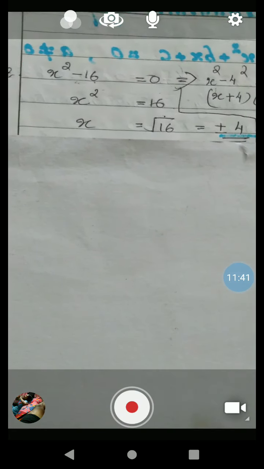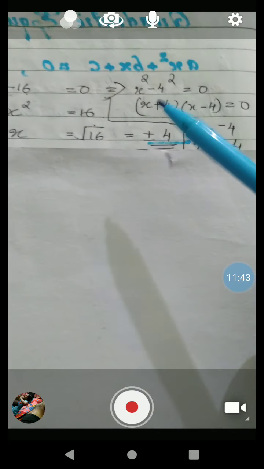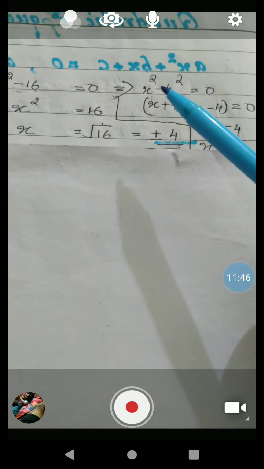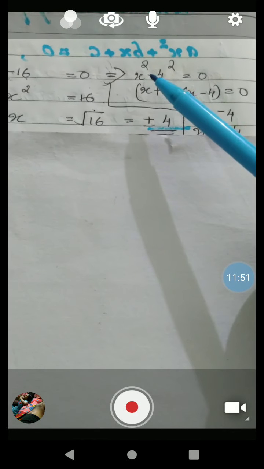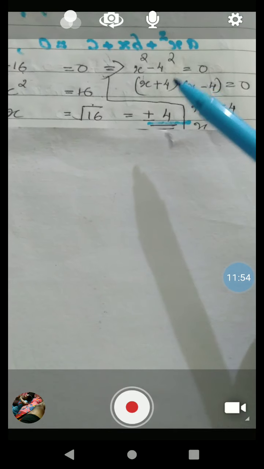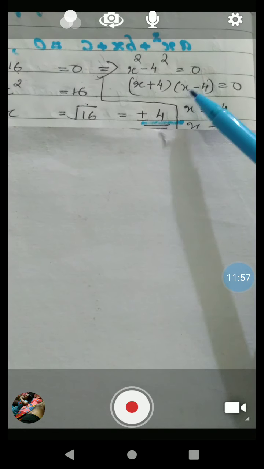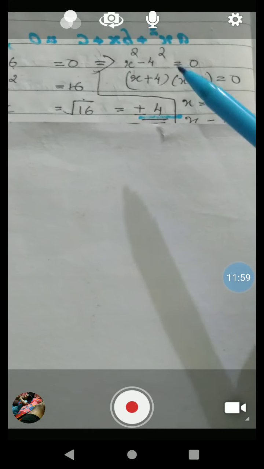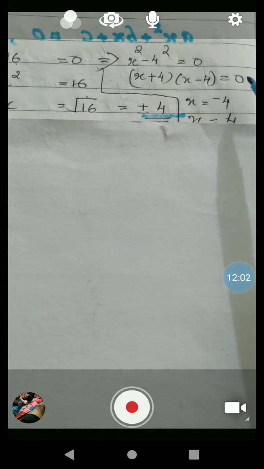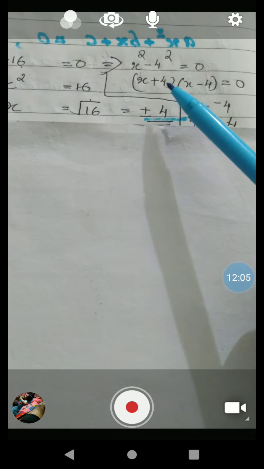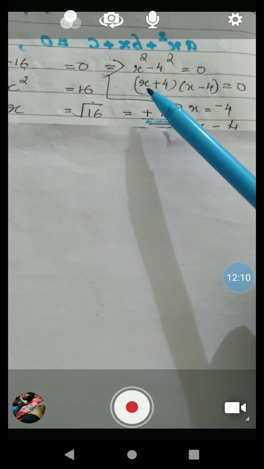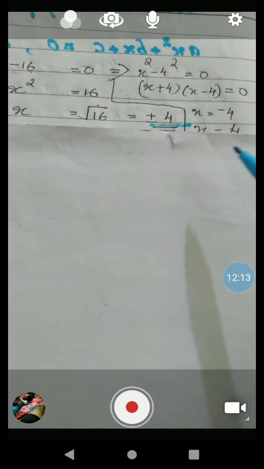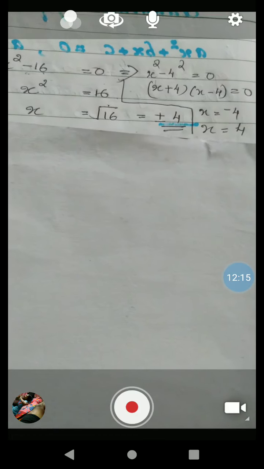In other words, x square minus 16 can be written as x square minus 4 square. Here you can see this a square minus b square form. So, x square minus 4 square can be written as x plus 4 into x minus 4, which is equal to 0. Therefore, the product of these two is 0. Therefore, x plus 4 equal to 0 or x minus 4 equal to 0. So, the values of x are x is equal to minus 4 and x is equal to plus 4. Okay.